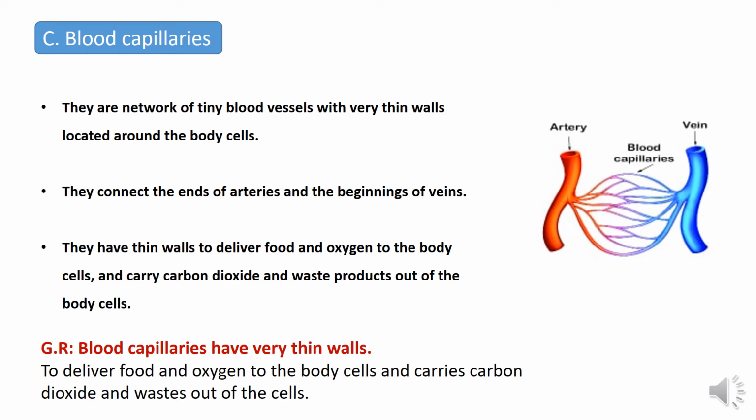Blood capillaries. They are a network of tiny blood vessels with very thin walls located around the body cells. They connect the ends of arteries and the beginnings of veins. They have thin walls to deliver food and oxygen to the body cells and carry carbon dioxide and waste products out of the body cells. Give reason. Blood capillaries have very thin walls to deliver food and oxygen to the body cells and carry carbon dioxide and waste out of the cells.